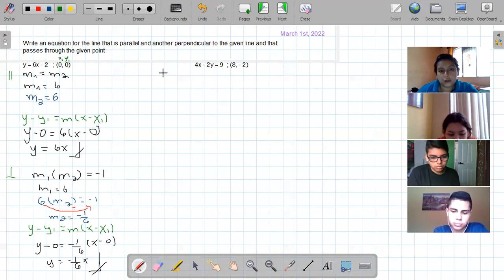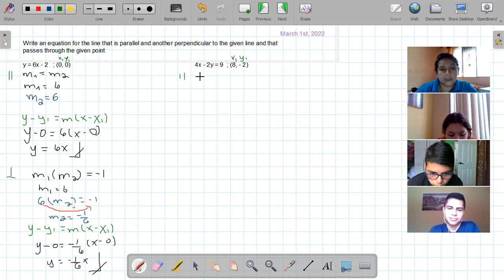We got 4x minus 2y equals to 9, and the given point is 8, comma, negative 2. So since I have a given point, this will be x1, and this is going to be y1 for the parallel one. What is M1? We don't have a slope. We cannot find it just like that, right? We need to do what? We need to rewrite this equation.